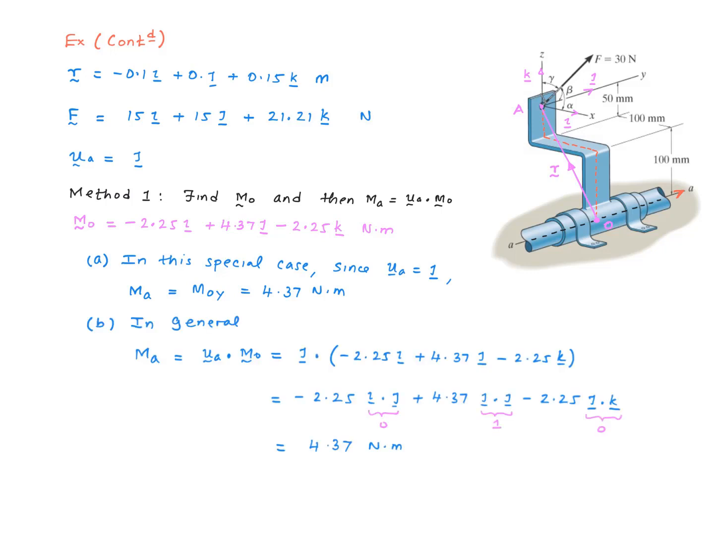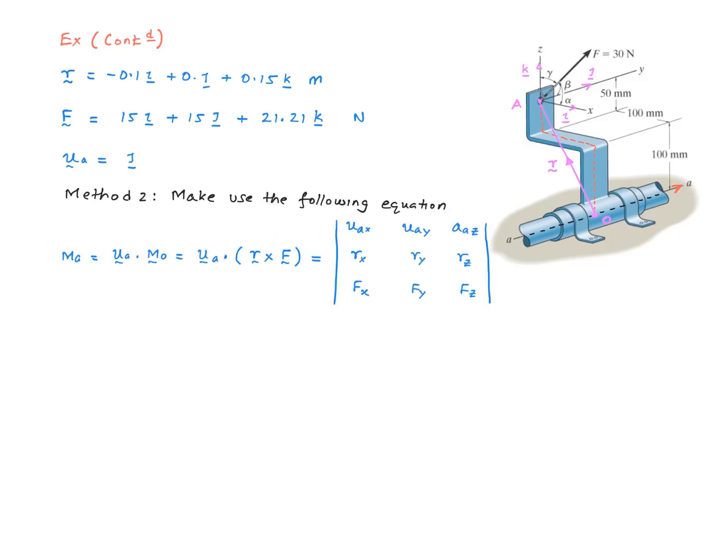But next time when you do, the UA vector may not coincide with any of the three axes, right? So in that case, you want to follow the general procedure, which is to find the dot product between UA vector and the MO vector, right? So you put that side by side like this, multiply through, and simplify it on the basis that i dot j is 0, j dot j is 1, j dot k is 0, and so on, right?